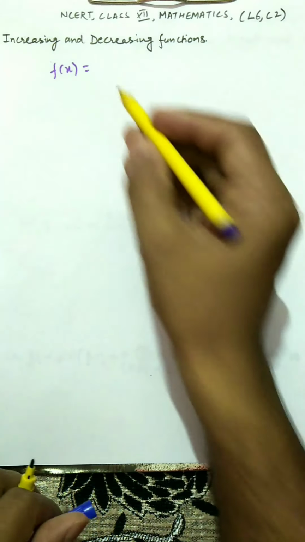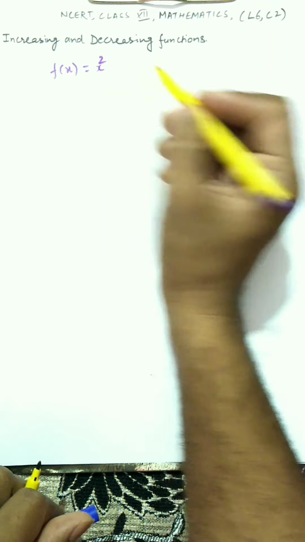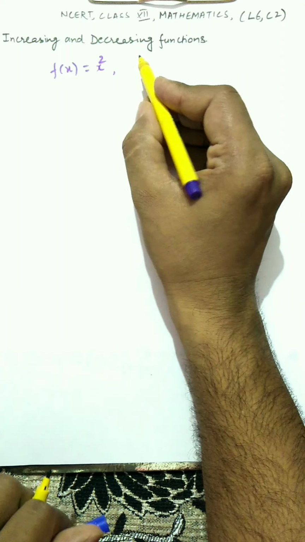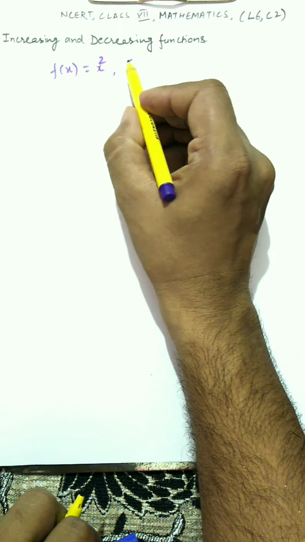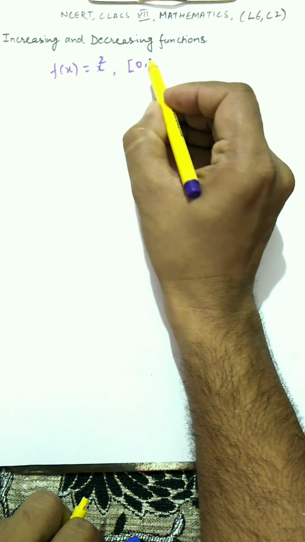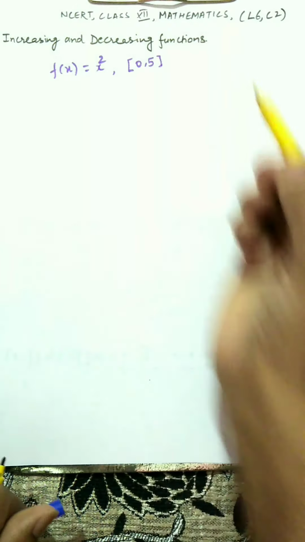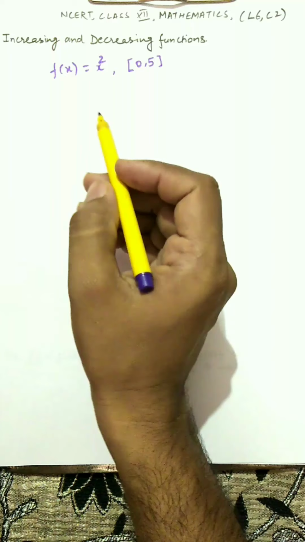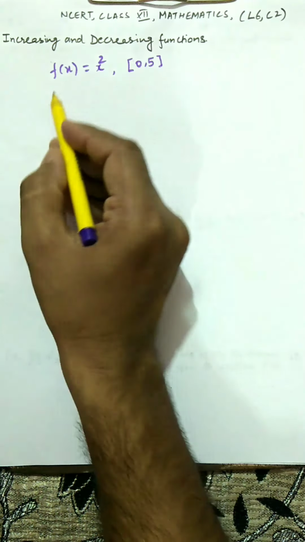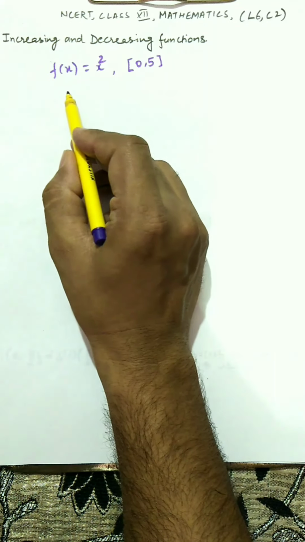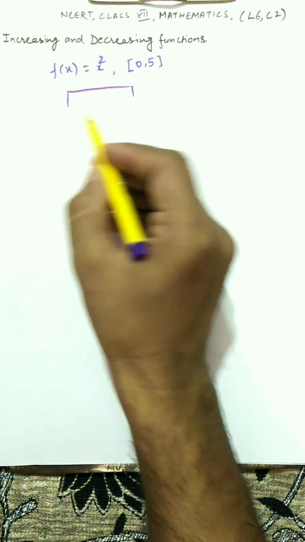Let f(x) equal x squared, and the domain I'm defining is from 0 to 5. We are going to discuss the increasing function. You observe one thing: if I want to draw the graph, then I can draw it like this.